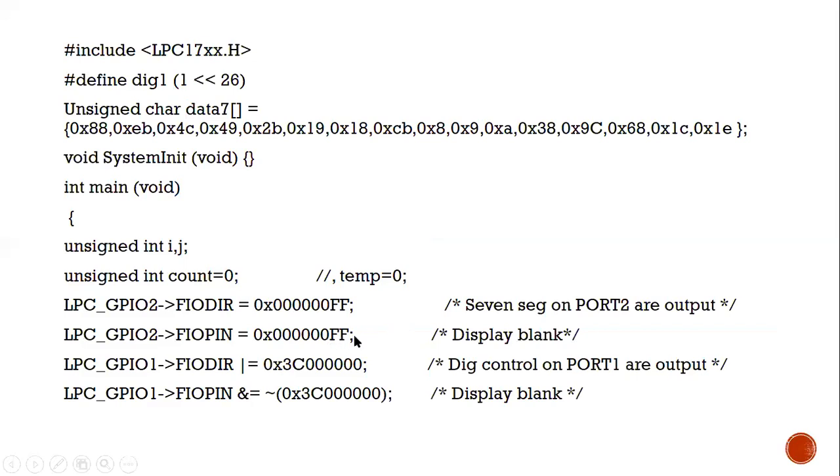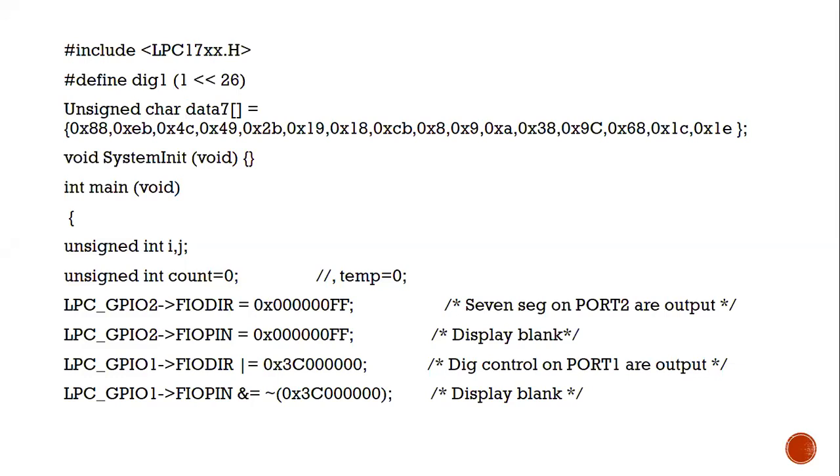Next, I need to activate my 7 segment display. So I'm going to send the command like this: LPC_GPIO1 FIODIR. Here I'm going to initialize my port 1 by sending the data 0x3C000000. That means port 1 pins 26, 27, 28, and 29, all the 7 segment displays, will act as output pins. And I can select only one pin or all the 4 pins.